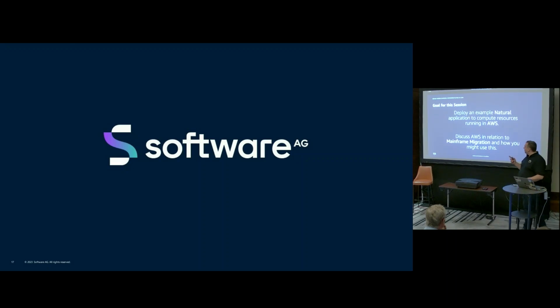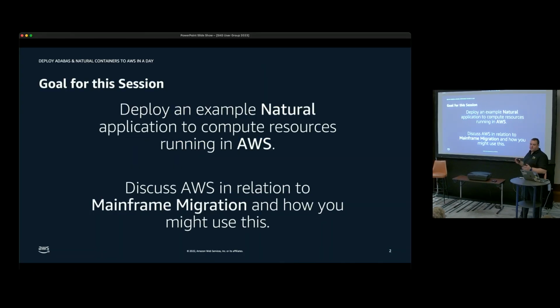So the goal for today is to take one of the example applications that ships with Natural One and deploy that onto a runtime in AWS on an EC2 instance. We're going to use a Docker layer to make that happen.